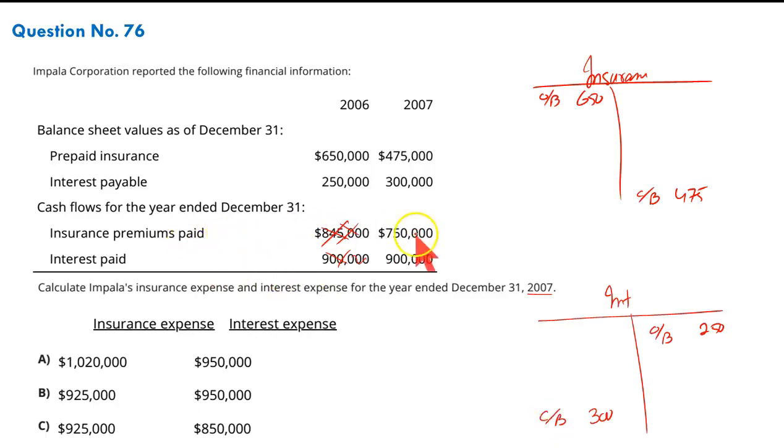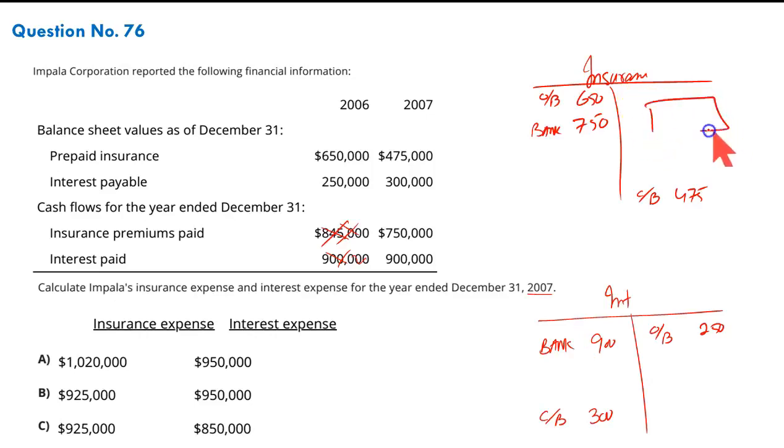It says insurance premium paid. This is what we have paid. Debit insurance, credit bank. Bank is credited, insurance would be debited by 750. This has been paid out of bank. Interest paid 900. Debit interest expense account, credit bank. Debit interest and credit bank somewhere.